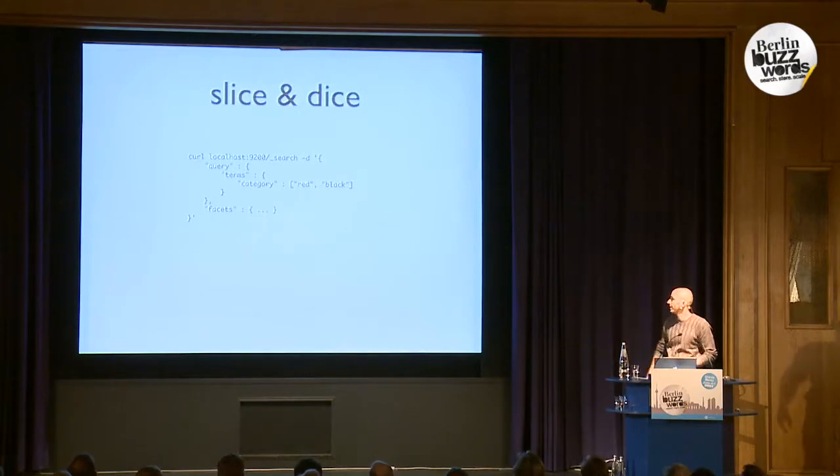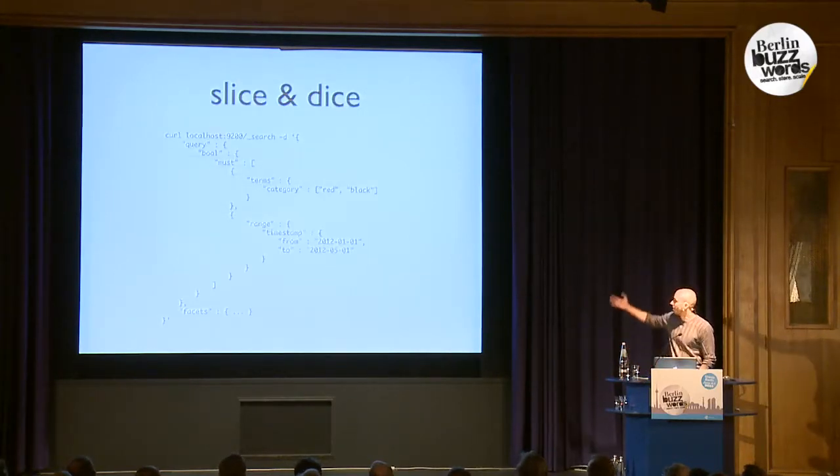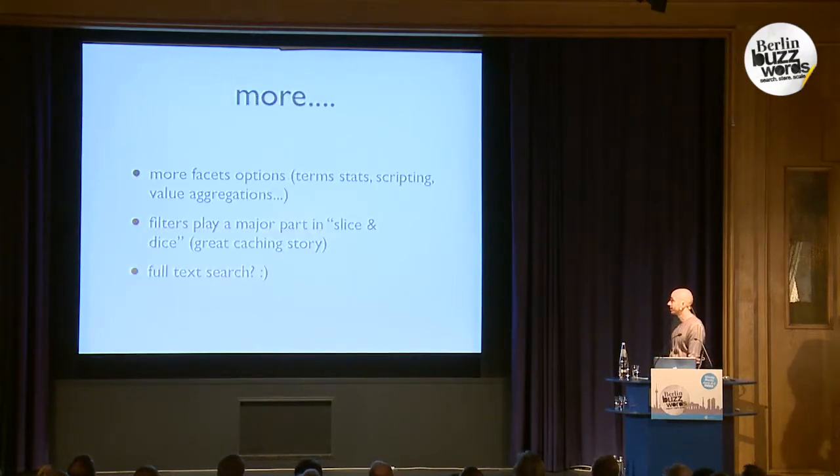For example, in this example, we only want to search on documents with the category of red and black. We can even have more complex examples. We want to search on all the categories of red and black, but within a specific time range. And you can see how it allows us to slice and dice the data even more as you build more complex queries if you want to try and understand something and how it works. There's a lot more to it.